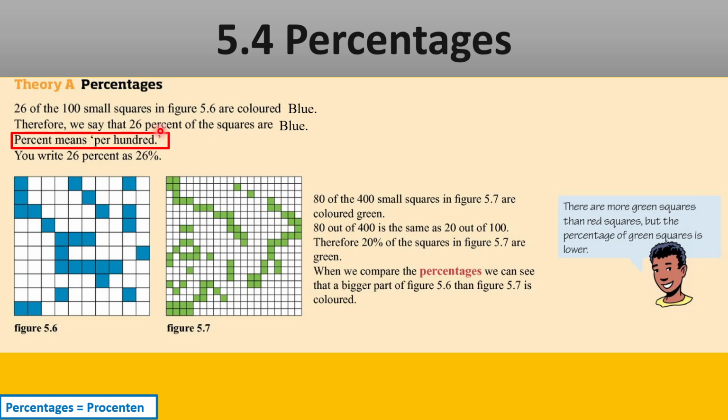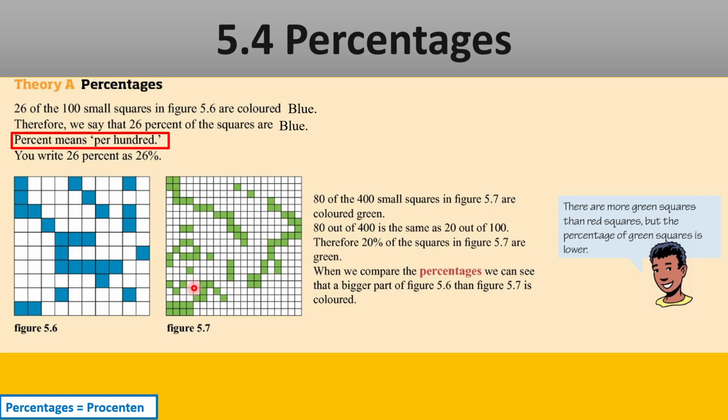So if we say, for example, in this left configuration here, that 26 of those 100 squares are blue, then we can say, well, 26 out of 100 squares are blue. That means 26% is blue. What you're actually saying is 26 per 100 are blue, right? So that's a very nice way to say it if there are exactly 100 squares. But that's not always the case.